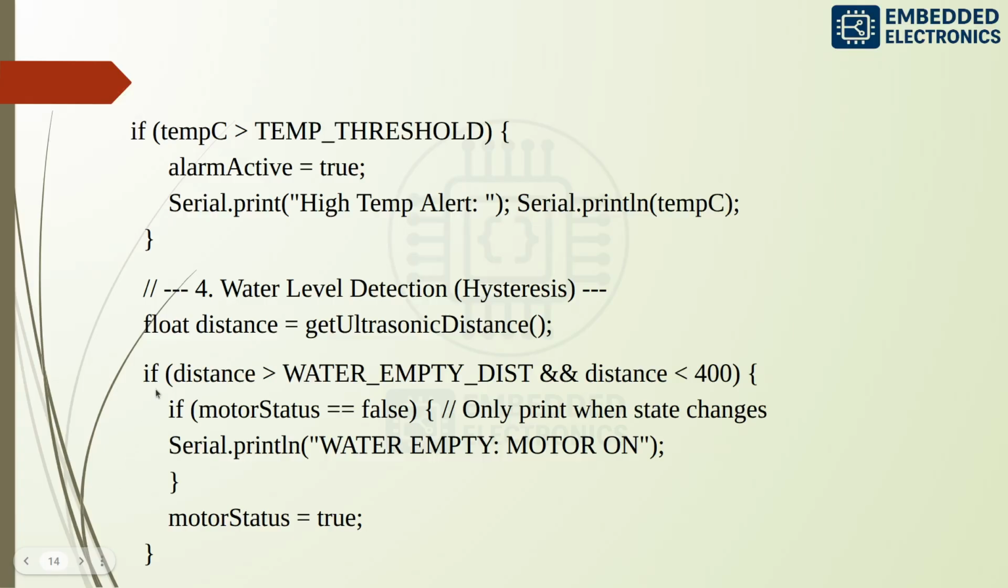So if distance is greater than water empty distance and distance is less than 400, and also motor status is false, then in the serial monitor it prints water empty and motor on. So if this statement is false, then motor status is true.